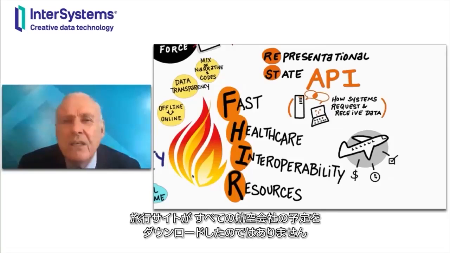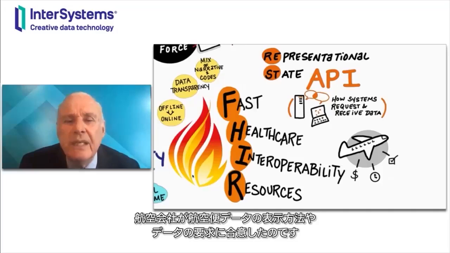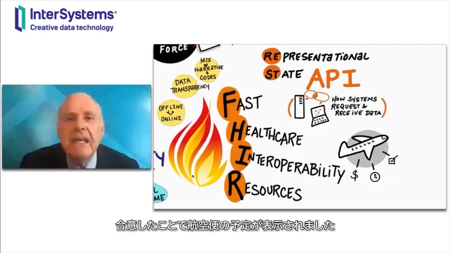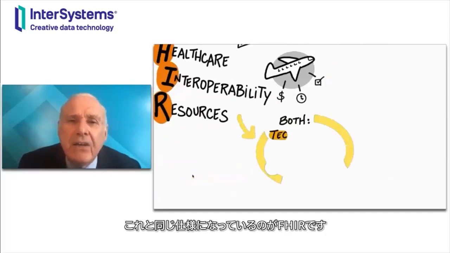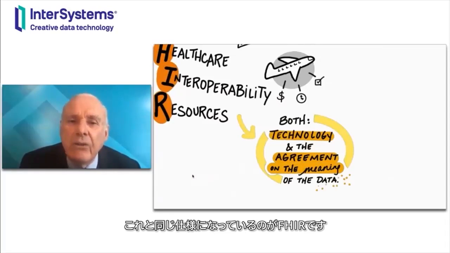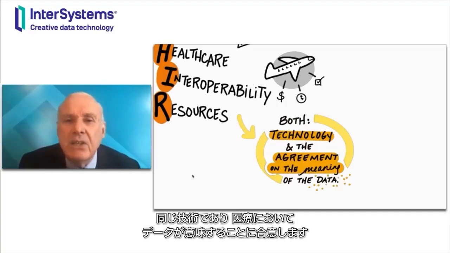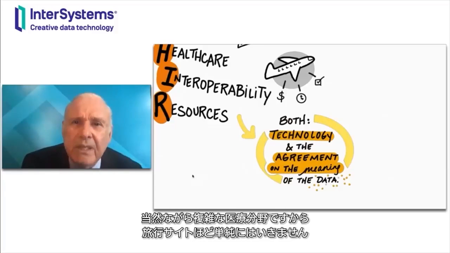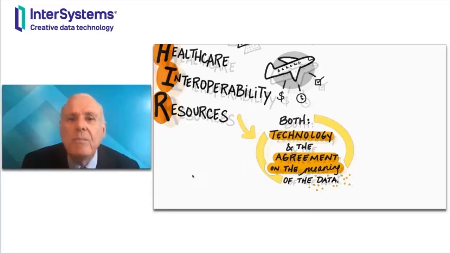That's not because your favorite travel website has downloaded all the airline schedules. It's because the airlines have agreed on how to represent the data in an airline flight, how to ask for it, and what you get back in return. And FHIR is the same thing for healthcare. It is the same technology, and it is the agreement on the meaning of the data in healthcare. And of course, that's where it gets a lot more complicated, because healthcare is more complex than air travel.